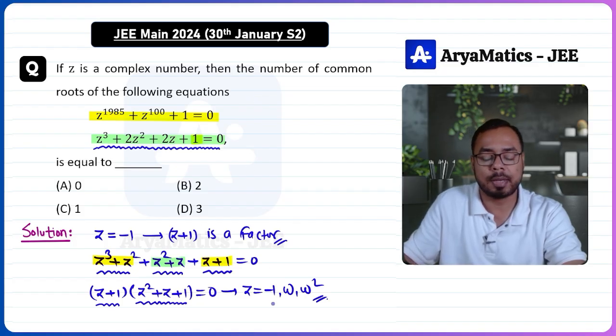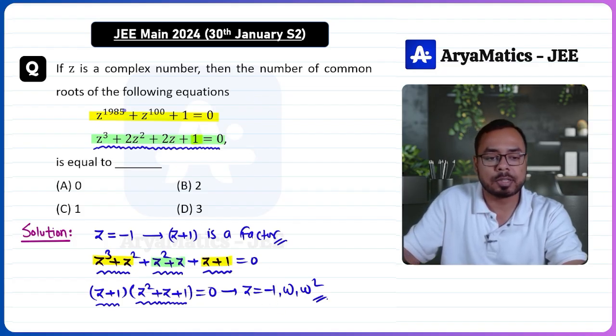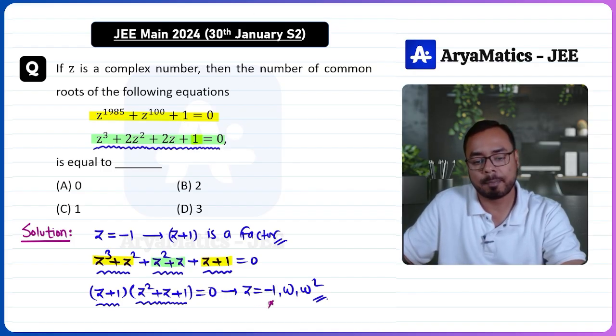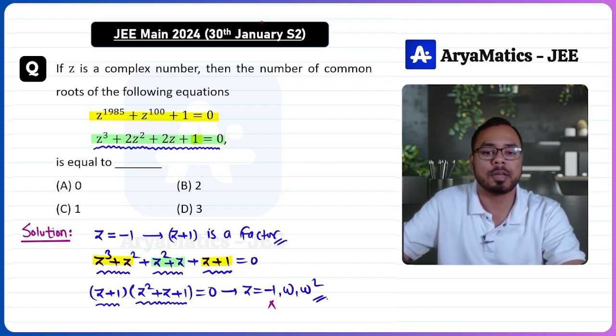If I take z as minus 1, then minus 1 raised to an odd power will be minus 1. Minus 1 raised to an even power is plus 1, plus 1, right? So we are getting the left hand side as 1. So minus 1 will not satisfy, right? Minus 1 cannot be a common root because it is not a root of the first equation.